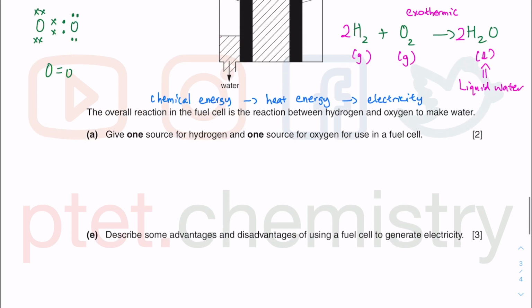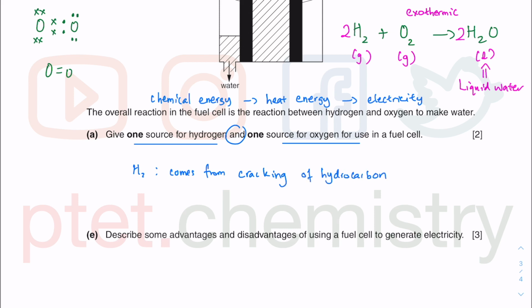Now give 1 source for hydrogen, where does it come from? And 1 source for oxygen. So the hydrogen comes from the cracking of hydrocarbons. You will learn more about this in year 11, combined science under organic chemistry. Cracking, C-R-A-C-K-I-N-G, is basically chopping up long chain hydrocarbons into shorter chains, and in doing so you will release hydrogen gas. So we get our hydrogen from there.